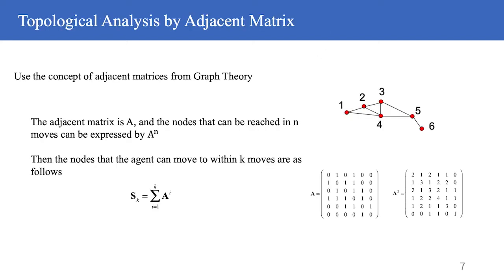Next, we will discuss our proposed system. The system using an adjacent matrix. We will apply graph theory to the extracted topological structure. First, let's look at the adjacent matrix. This matrix is 1 if there is an edge between two nodes on the graph, and 0 if there is not. We can use this adjacent matrix to find the nodes that can be reached in k times moves from a point. If the adjacent matrix is A, it is expressed as A to the kth power. Then the following equation expresses the combination Sk that will reach a node within k times.